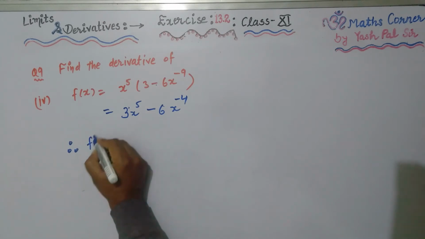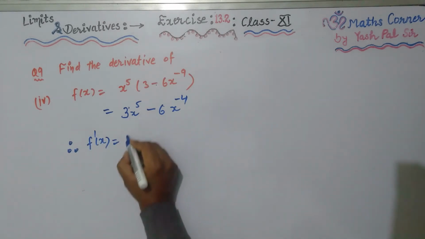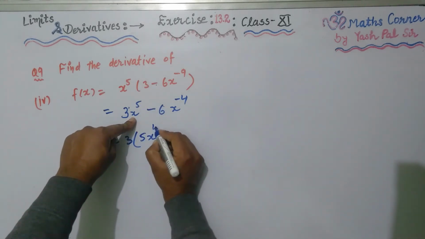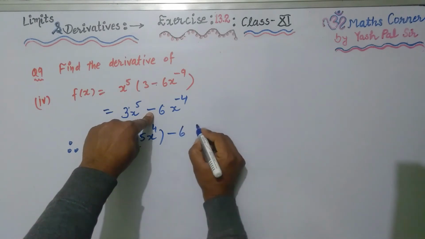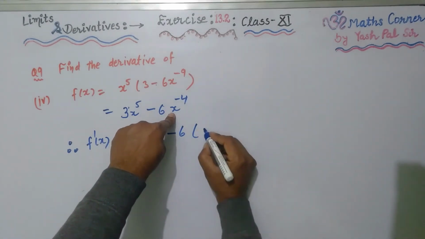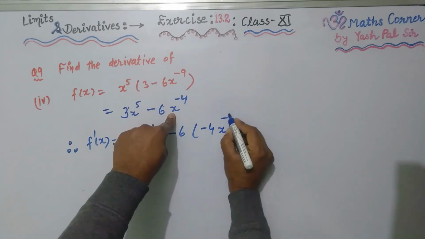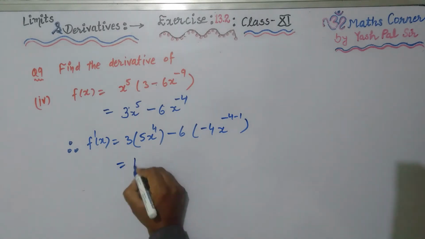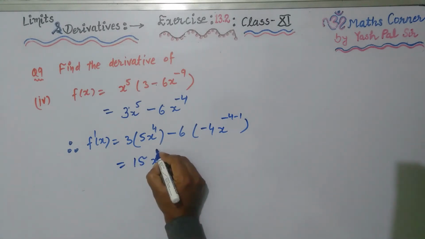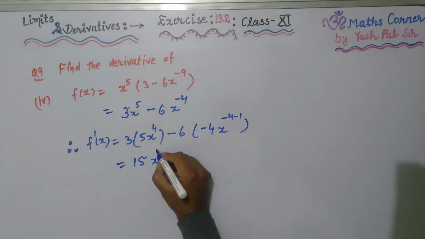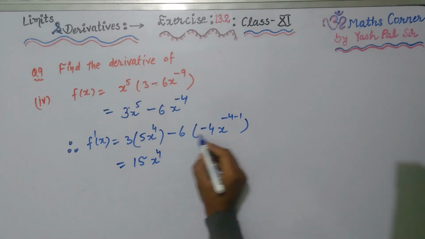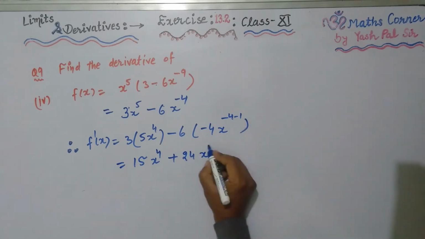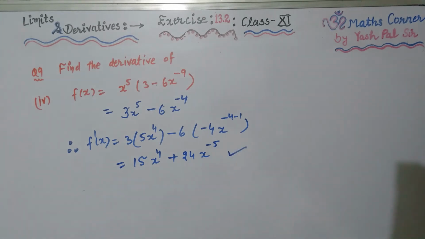Therefore, what is f dash x? This is equal to 3 is constant and the derivative of x power 5 becomes 5 into x power 4. Minus 6 is constant. And the derivative of x power minus 4 is minus 4 into x power minus 4 minus 1. So this becomes 3 into 5 is 15, x raised to power 4, minus 6 into minus 4 is plus 24, x raised to power minus 5. So this is our answer.